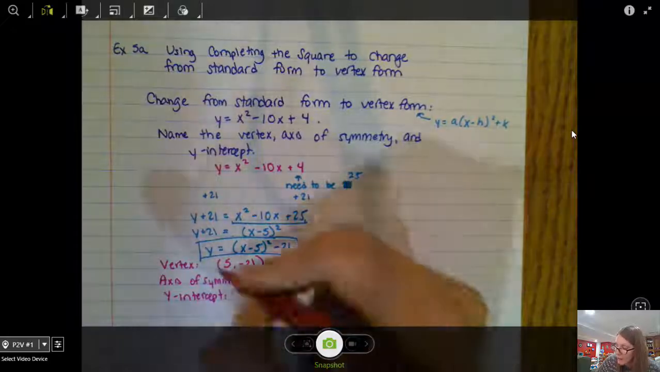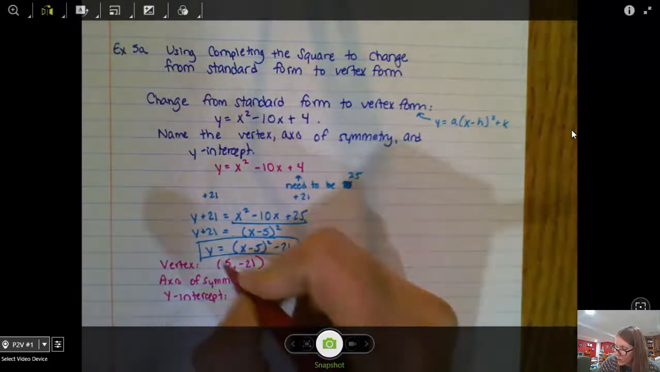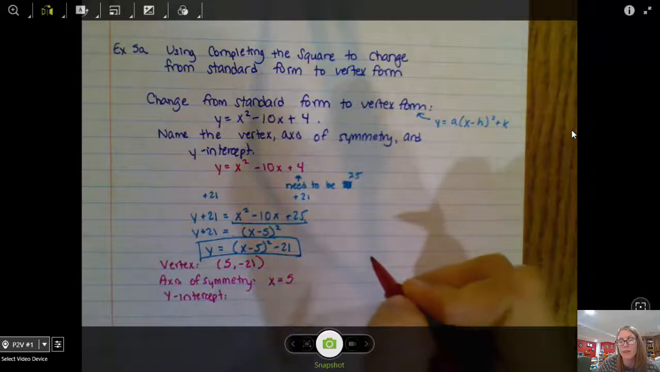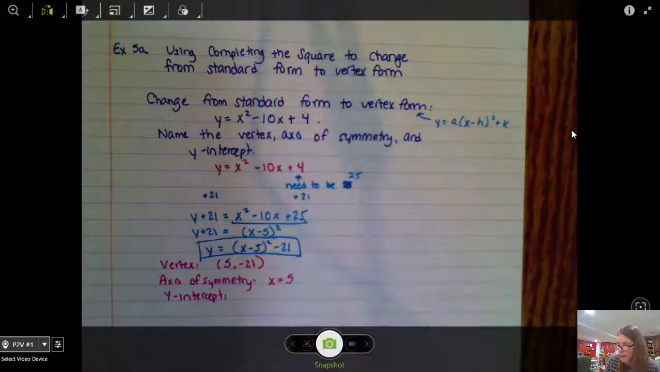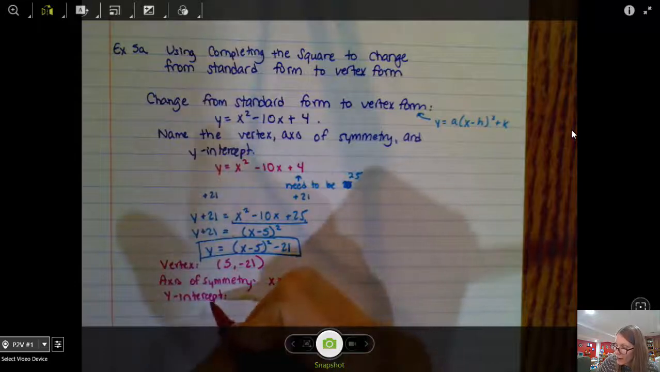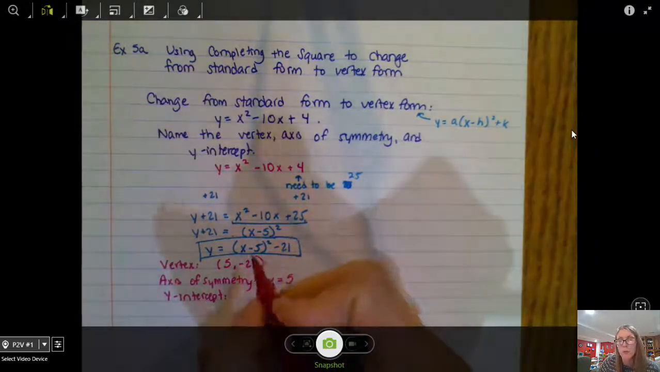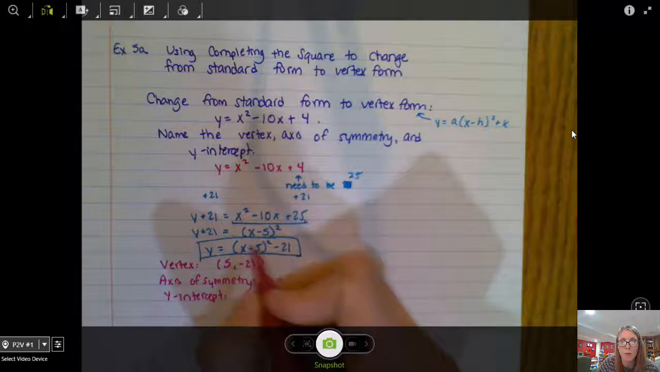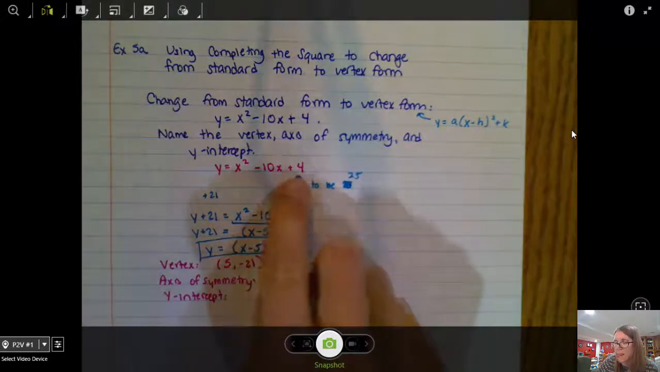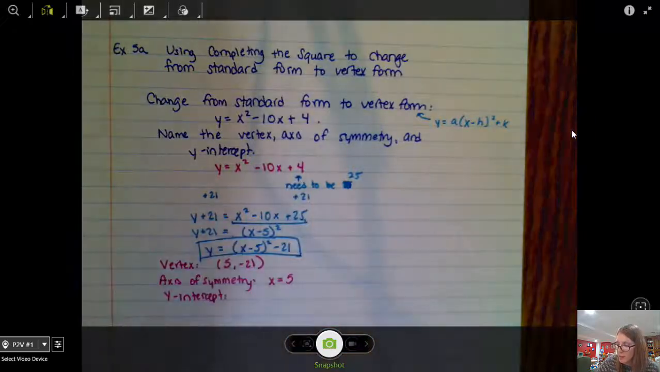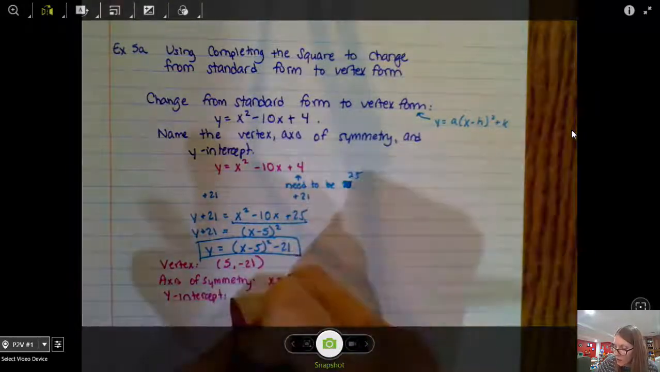Okay, my axis of symmetry is x equals the x coordinate of my vertex. Don't forget that x equals because the axis of symmetry is a line. And then y-intercept. Now don't be fooled here because the y-intercept does not come from vertex form. Remember, your y-intercept comes from standard form right here. So my y-intercept is 4.